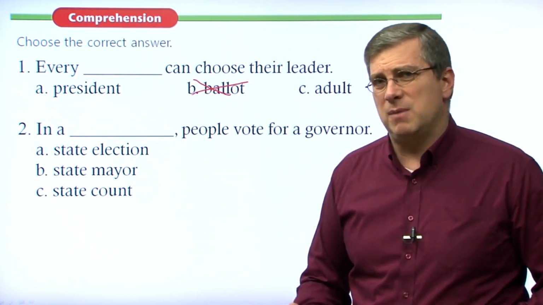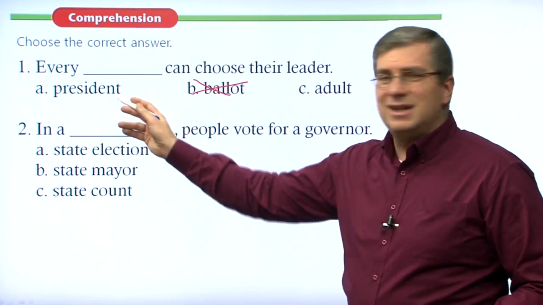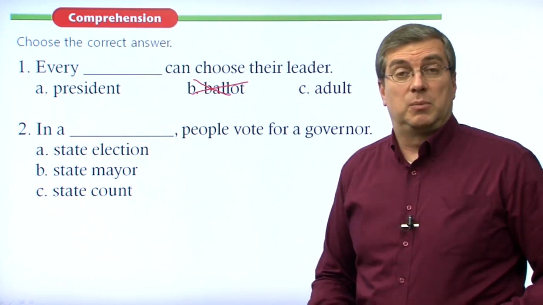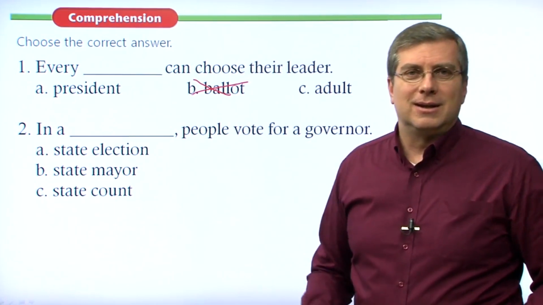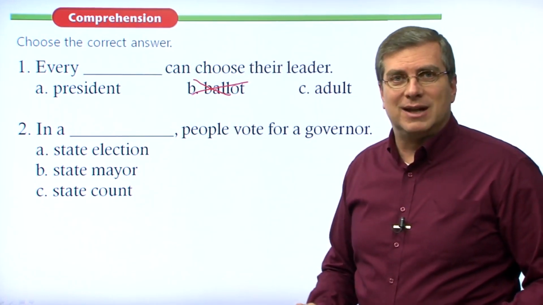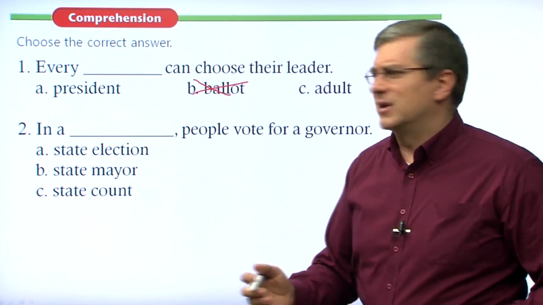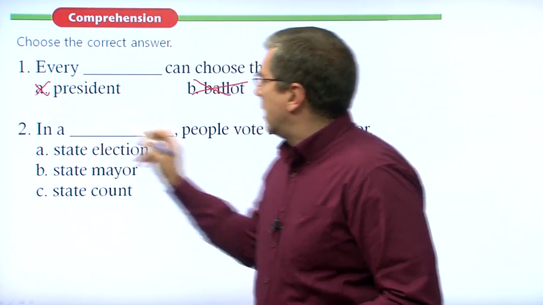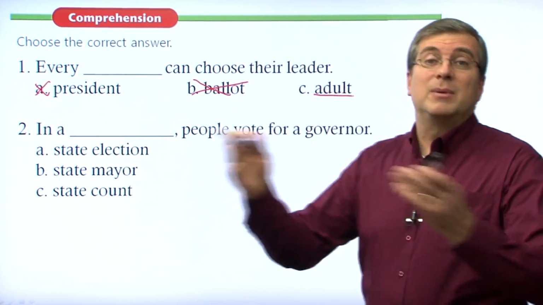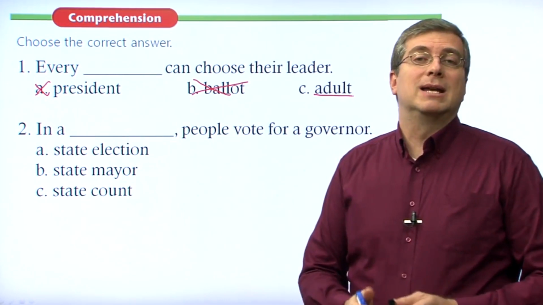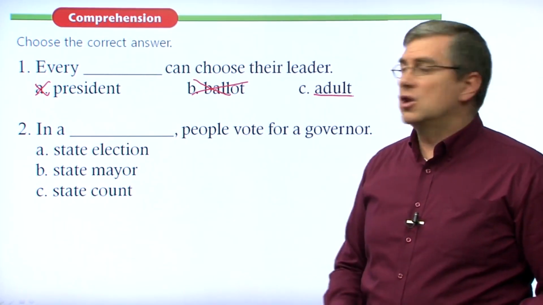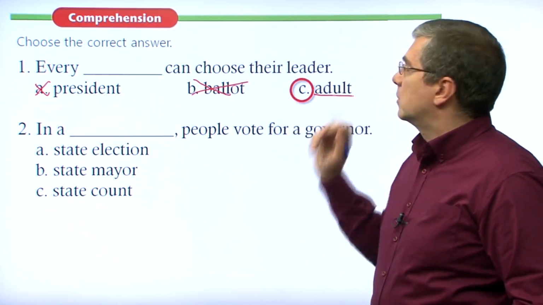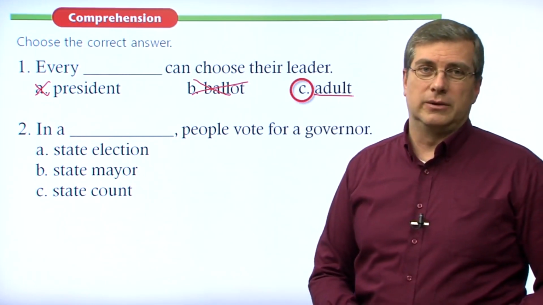But what kind of people choose their leaders? Do presidents choose their leaders? The president is the leader of the country. There's really nobody higher than a president in politics, right? They're the top. So they don't choose their leaders. That would be strange. Adult, well, adult is a common citizen. Anybody who is 18 years or older in a nation, well, yeah, sure, they can choose their leader. So adults choose their leaders.